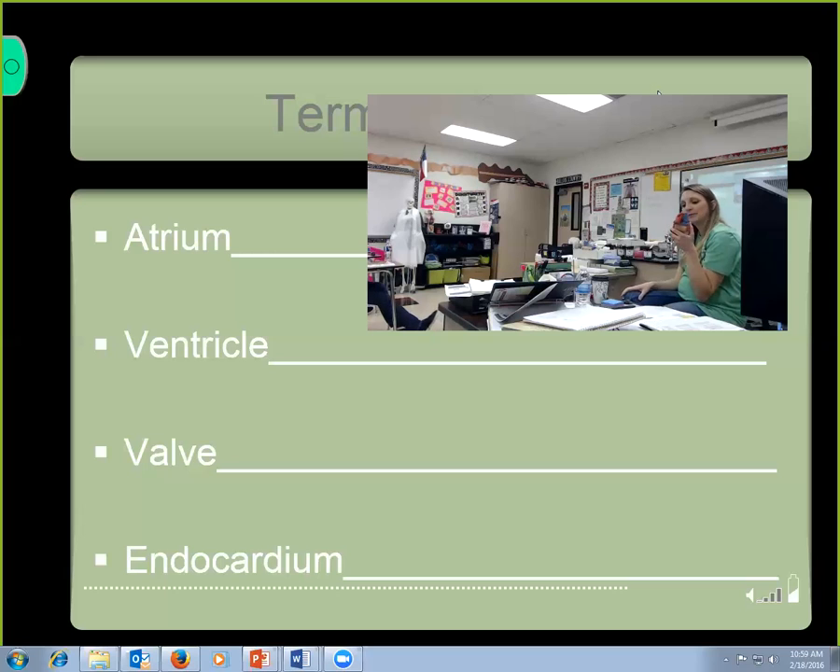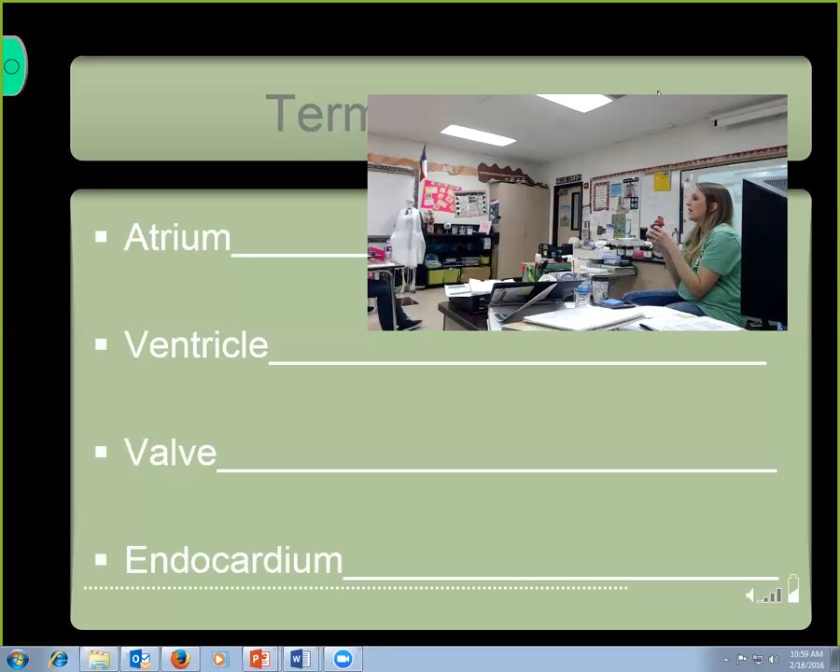So the right AV valve, we're going to talk about it in a minute again, is called the tricuspid valve. The left one, you don't have to write this down, it's on a different slide, is called the mitral or bicuspid valve. You've probably heard of the mitral valve before. Some people call it mitral valve prolapse. That's what it comes down to.